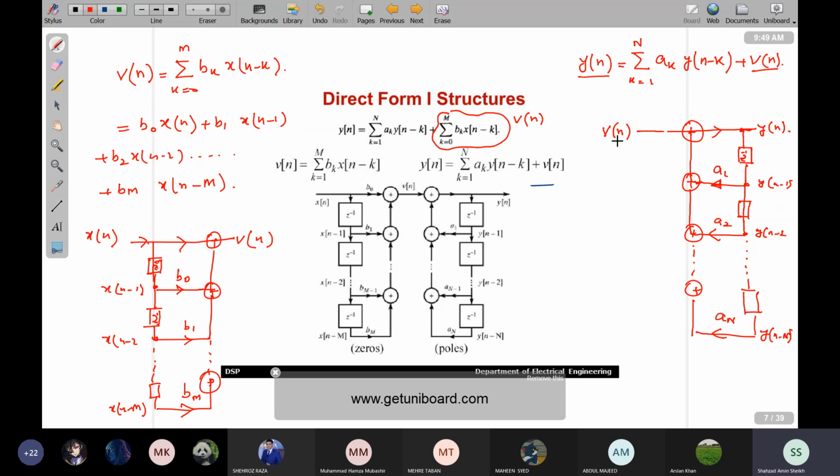v of n is acting as the input, y of n is acting as the output. And here x of n is acting as the input and v of n is acting as the output. If we cascade these two systems, finally I will be getting this form. x of n is the input and v of n is the output, which is this portion. v of n is the input and y of n is the output, which is this portion. As a result, I am getting this block diagram structure for this generalized difference equation, and that's called the direct form 1 structure.